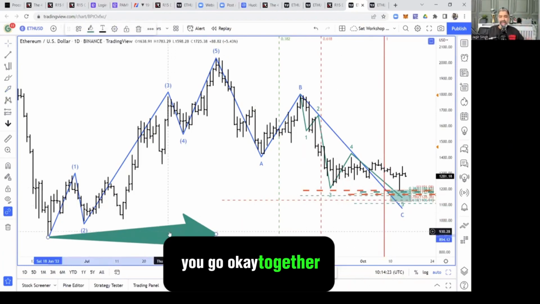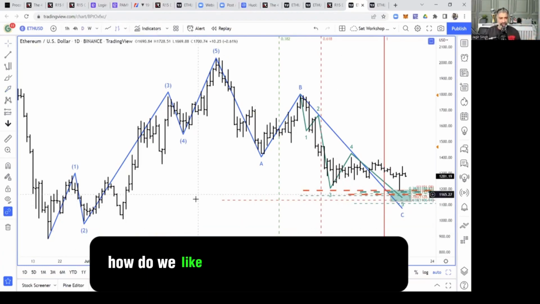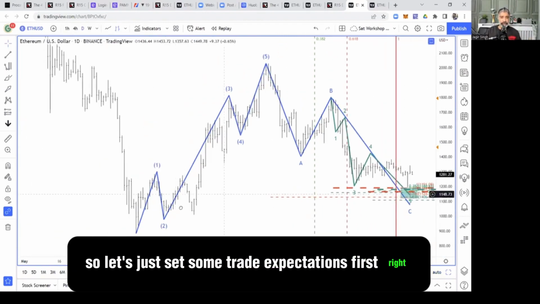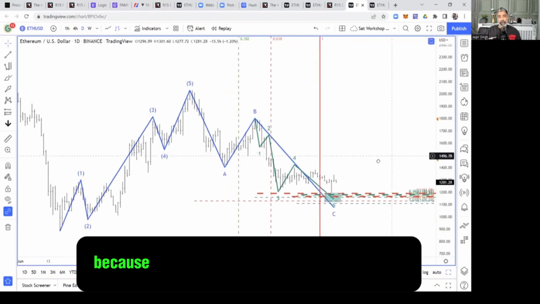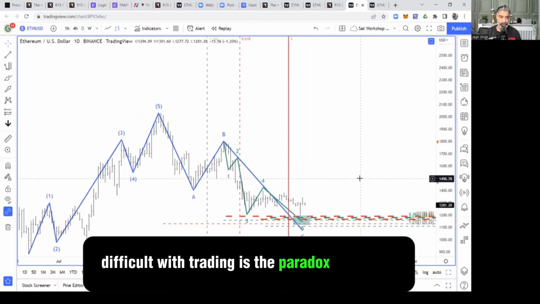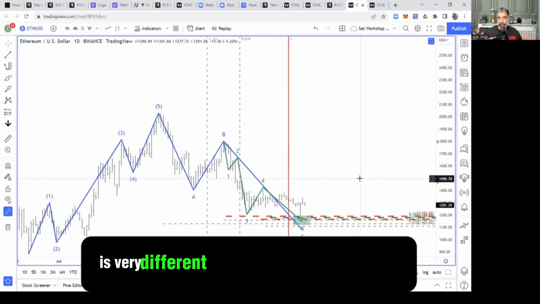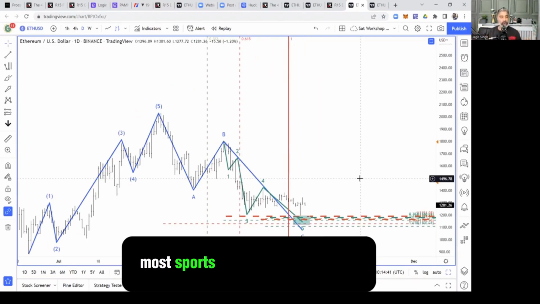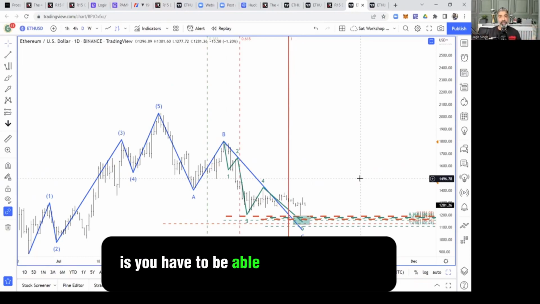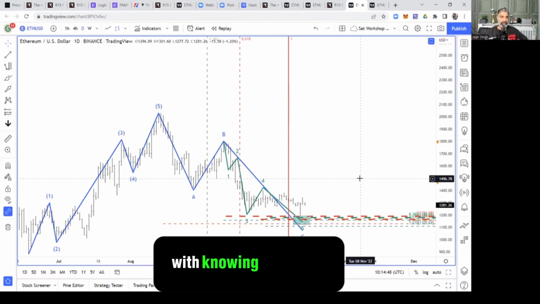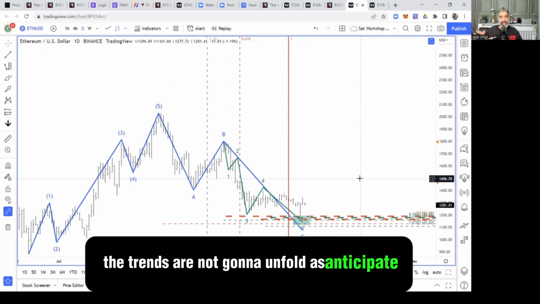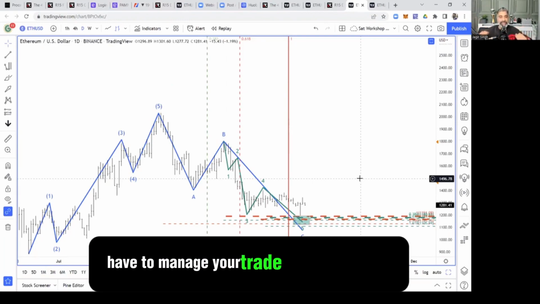So you go, okay, Jigga, but how do we make money from this? How do we really make money from this? So let's just set some trade expectations first, right? Because a thing that most people find incredibly difficult with trading is the paradox of trading. It's very different to most activities in the world, most sports in the world, or most business in the world, is you have to be able to be comfortable with knowing that 40, 50, 60% of the time, the trends are not going to unfold as anticipated. And you have to manage your trade with that in mind.